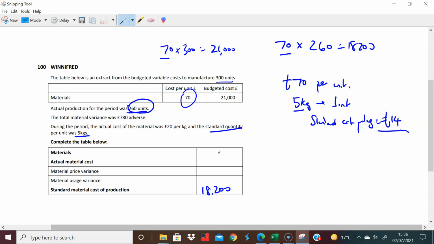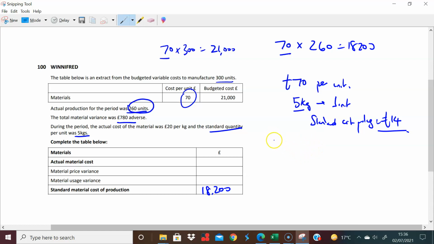So this is why I've been saying that by doing more variance questions, you start getting, if you like, a picture in your mind of where we're really going with this. So you have that at £14. That's your standard cost per kilogram. Now, the next question here says that the total material variance was 780 adverse.